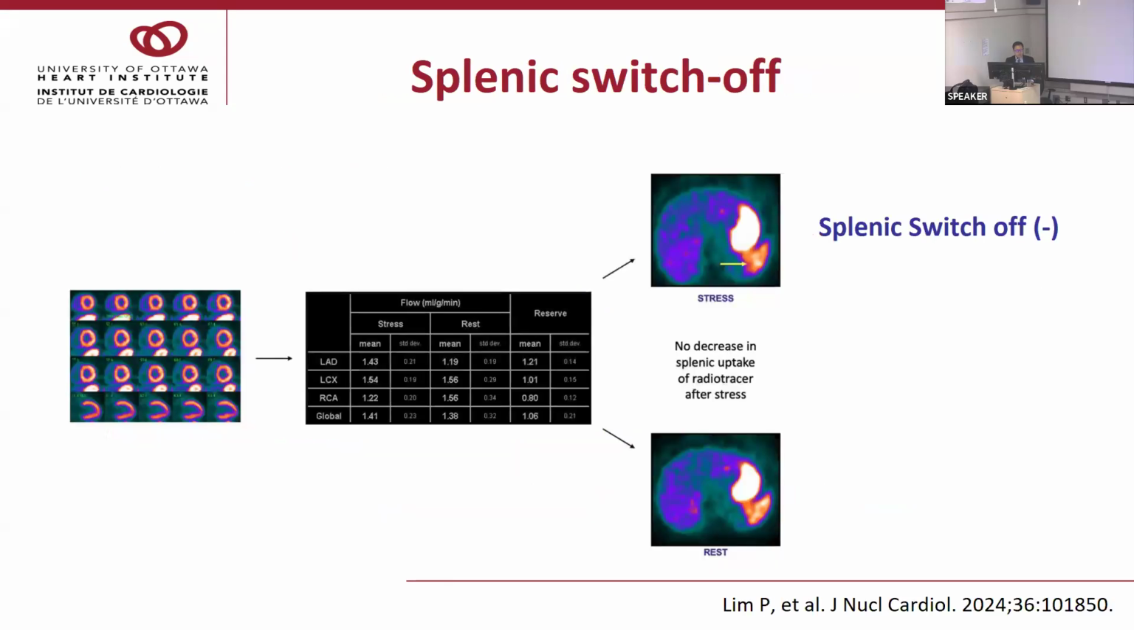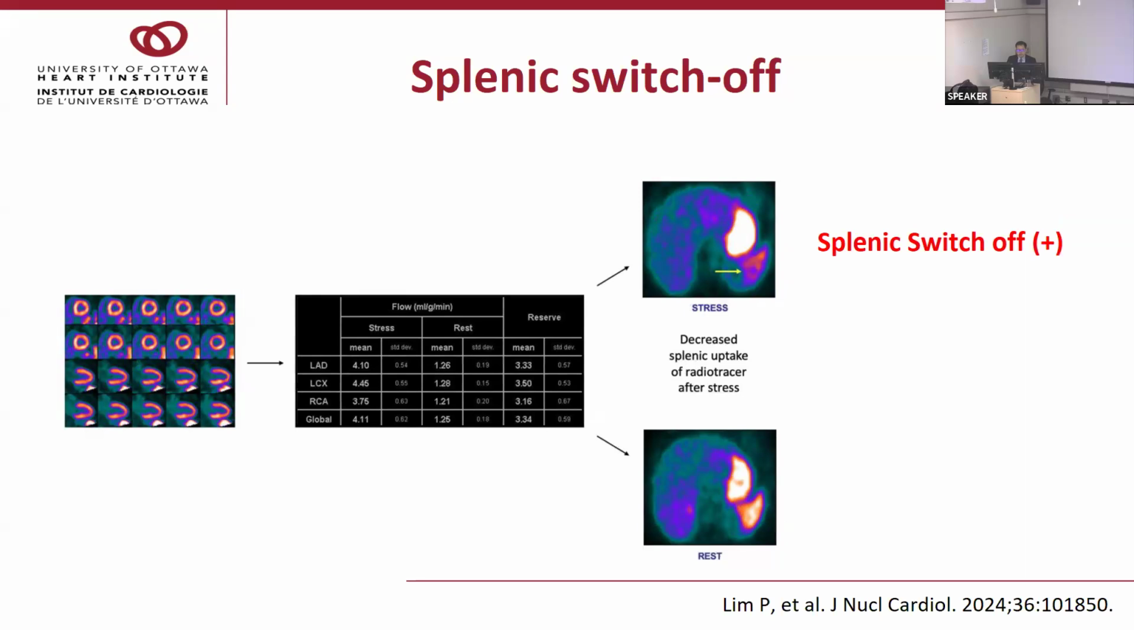Here is an example of the absence of splenic switch off. The relative perfusion images are normal, as you can see here, but the MFR was globally reduced, 1.06. However, when you look at the spleen, there is no reduction in splenic uptake during stress. So this is a typical pattern of a non-responder to vasodilator stress.